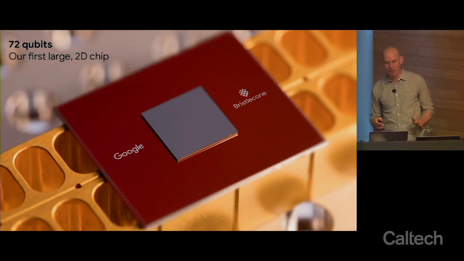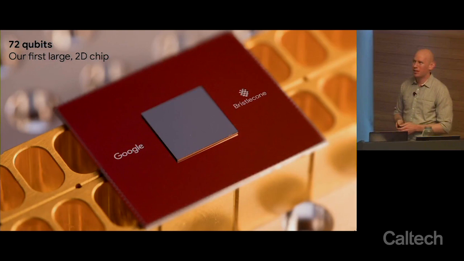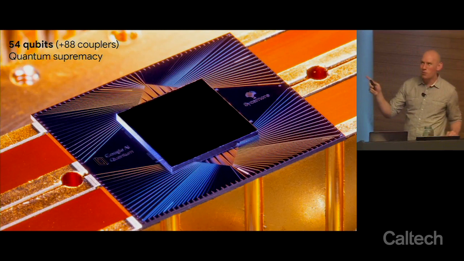And I want to share one more lesson about hardware before I move on from this topic. So this is our Bristlecone device. This has 72 qubits. This was announced a couple years ago, and it was our first large two-dimensional chip. And this is Sycamore. It has 54 qubits plus these 88 couplers. And this is the device we used to achieve quantum supremacy.